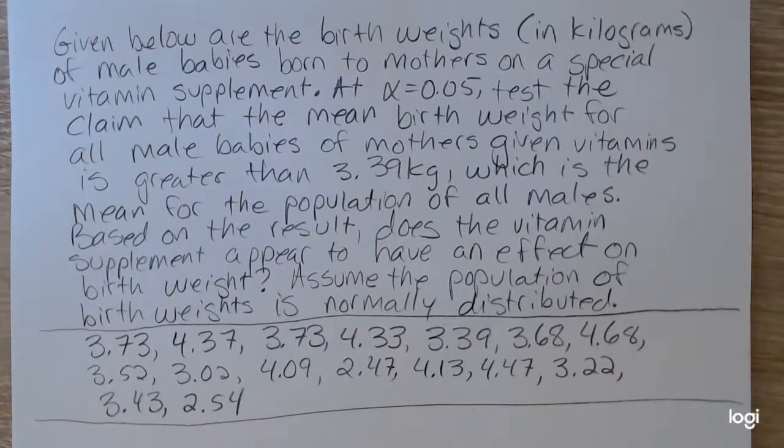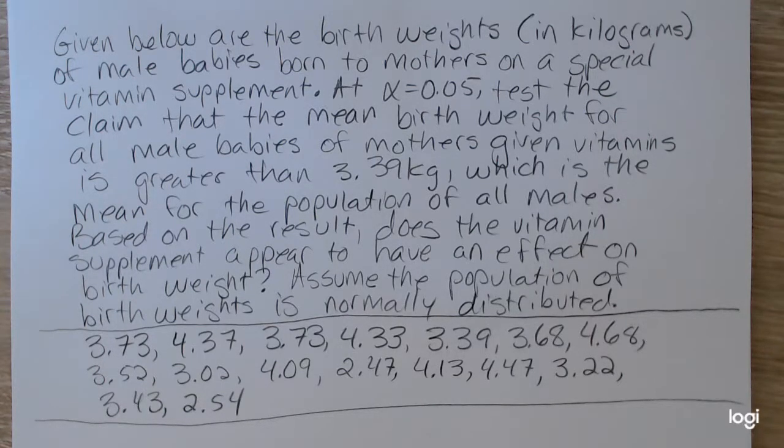Here is another example of a single sample t-test, which is a hypothesis test for a population mean when sigma is unknown. This example is an upper-tailed or right-tailed test, and this example has the raw scores or the data set rather than the summary statistics.